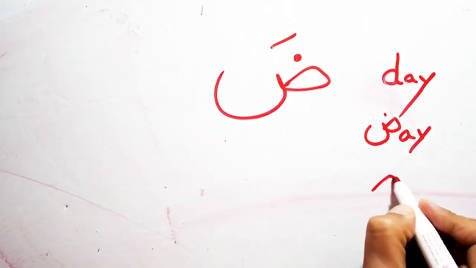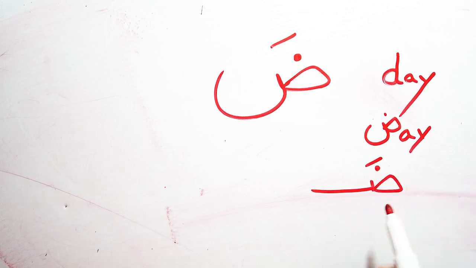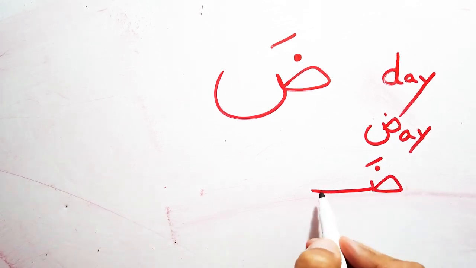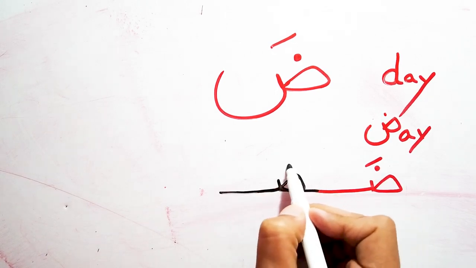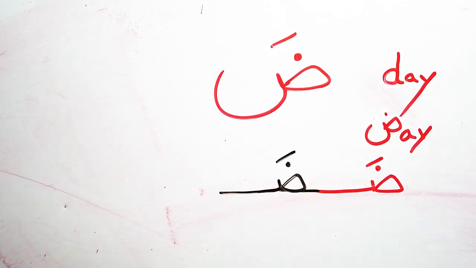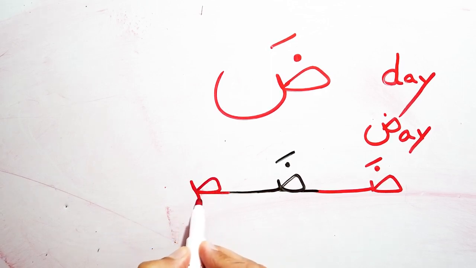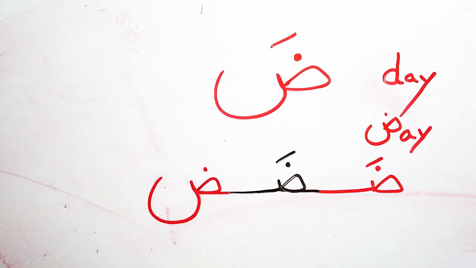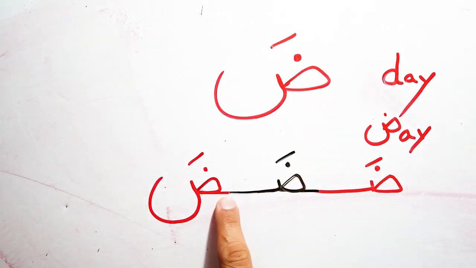The shape of ba in the beginning of the word. Ba in the middle of the word. Ba in the end of the word. So ba in the end of the word is almost the same as when it is out of the word, we just added this line here. Let's read together. Ba.